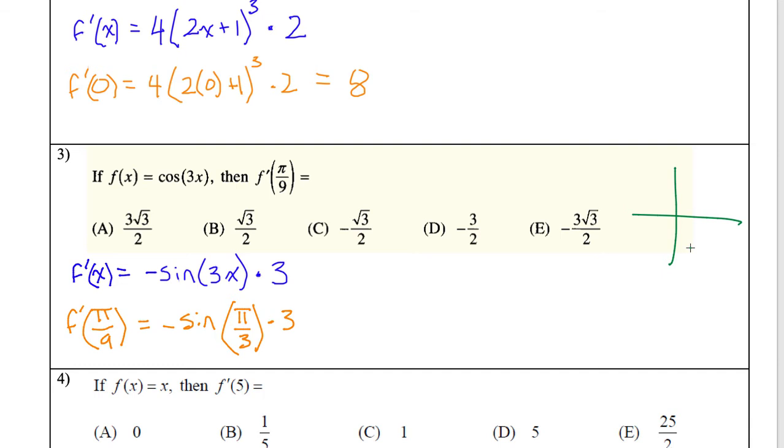Is it 1 pi or is it 2 pi? Is that the pi circle you taught us in pre-cal? Yeah.